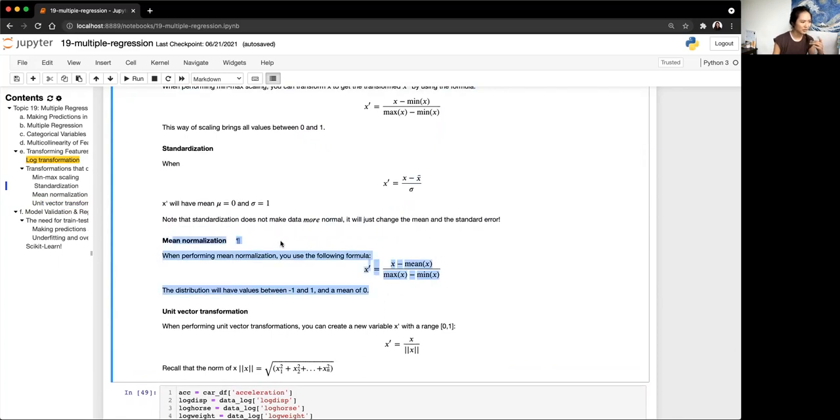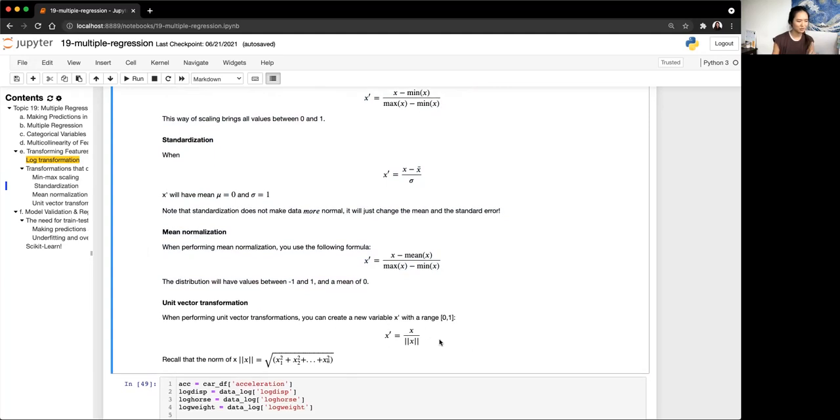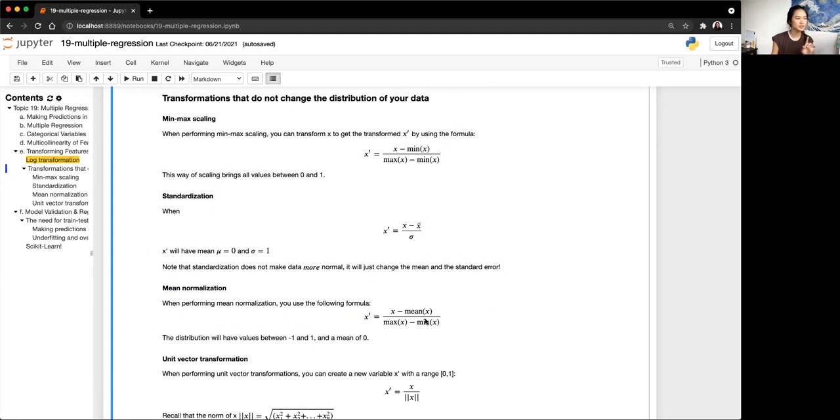There's also mean normalization. That one is used a little bit less. And then unit vector transformation is also used less. Usually the ones that are used the most are min-max scaling and standardization. There's also a difference between these two. Min-max scaling forces your values to be between 0 and 1. So if you have min-max scaled data, it will always be between 0 and 1.